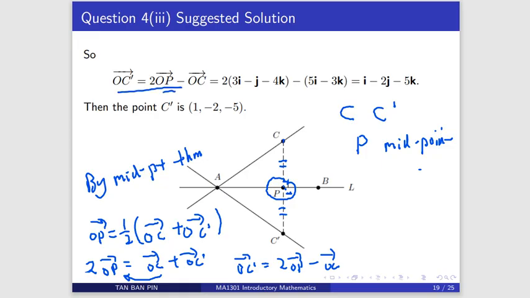And then you sub in your OP, which you have just found. OC is the point given to you in the question. So with that you get OC prime is i minus 2j minus 5k. So then C prime will be the point (1, minus 2, minus 5).